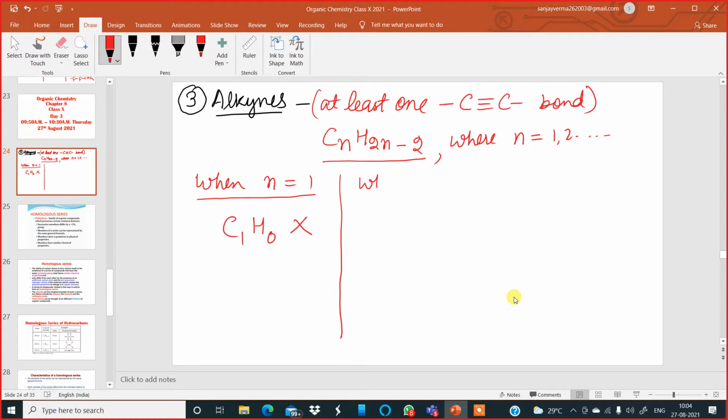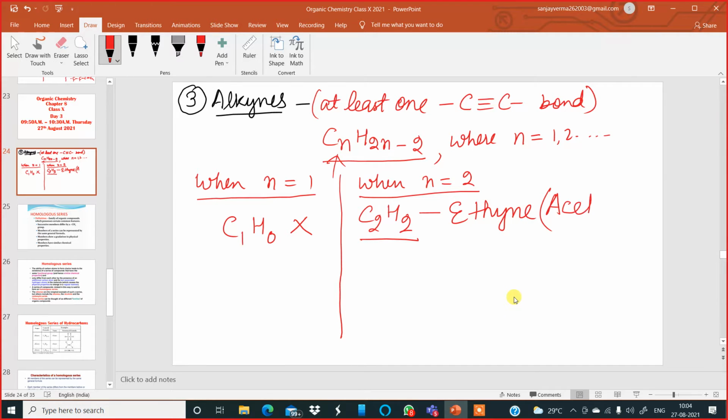Now when n is equal to 2, if you put the value of n equal to 2 in the above formula, you get C2H2, since 2 times 2 is 4, minus 2 is 2. So this is the molecular formula of the first alkyne, which is called ethyne. The nickname of ethyne is acetylene. The correct name is ethyne.